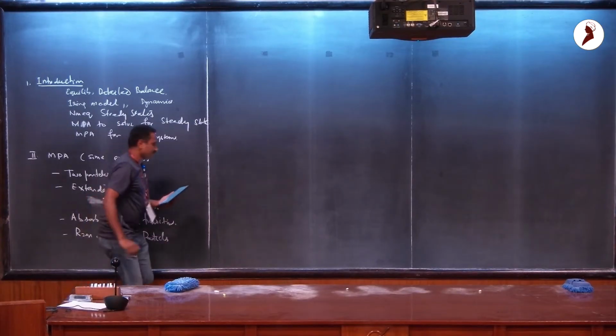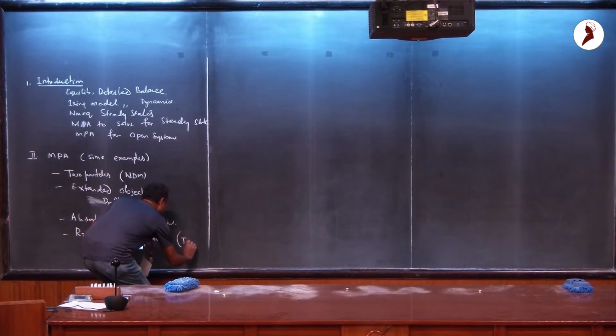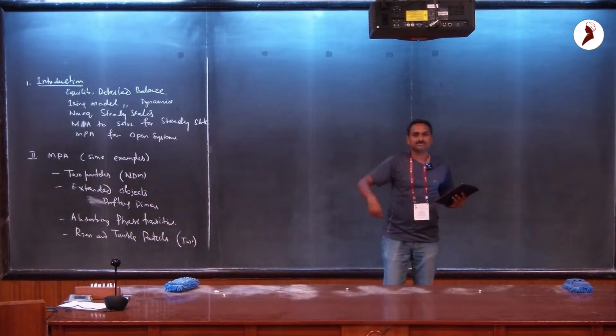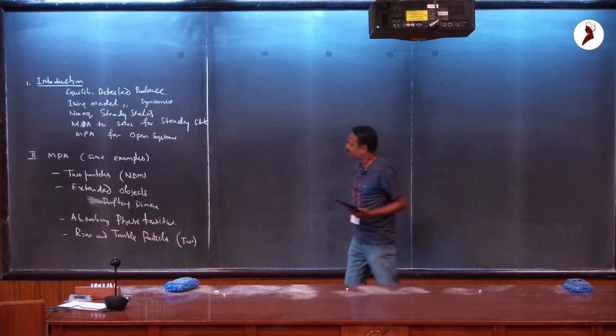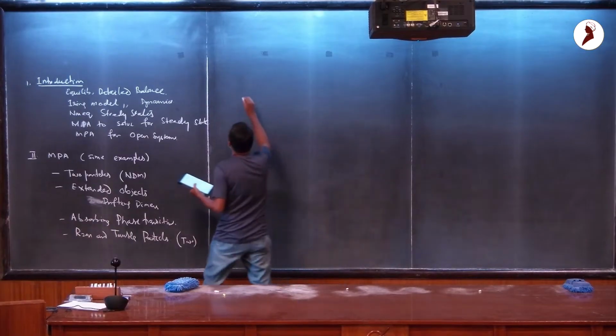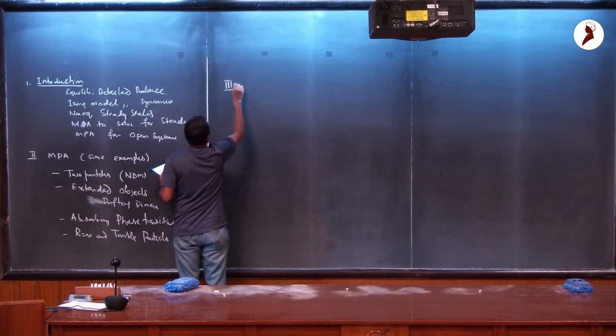Okay, so basically I will solve it for at least two run and tumble particles in a ring. So how to get an exact solution. So these are the two parts, and then the third one I will go to open systems.